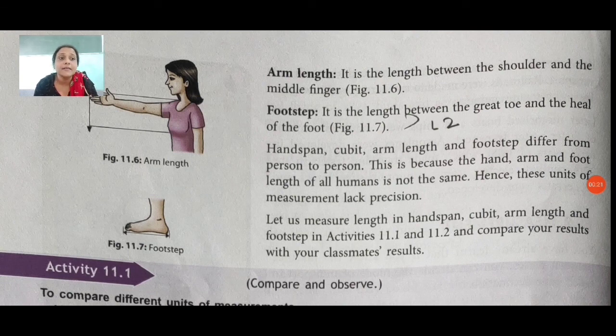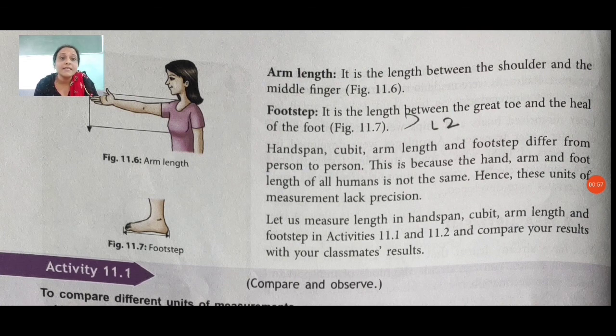Handspan, cubit, arm length and footstep differ from person to person. This is because the hand, arm and foot length of all humans is not the same. Hence, these units of measurement lack precision. Because if we use this type of way to measure any kind of thing, then we will get different measurements, because the length of the arm and the foot of any human differs from one person to another person.